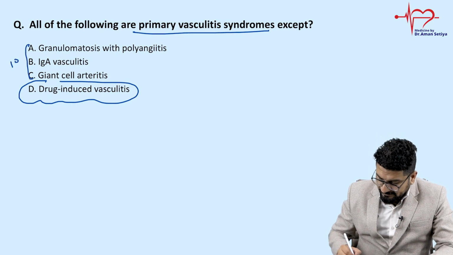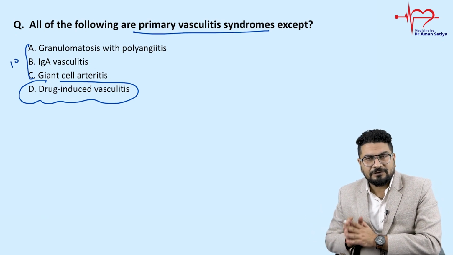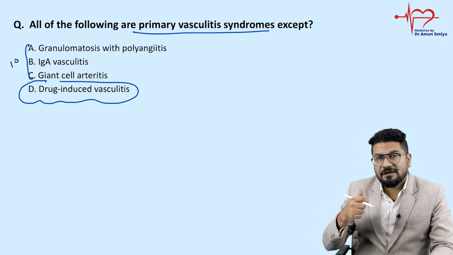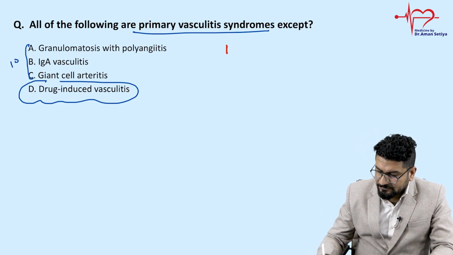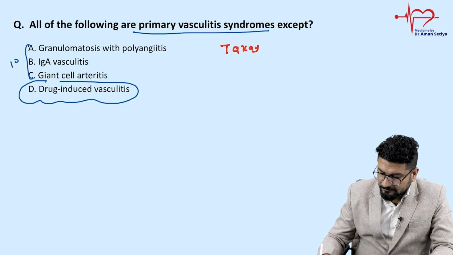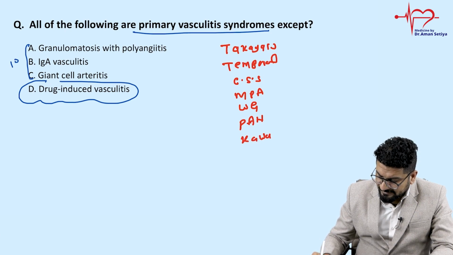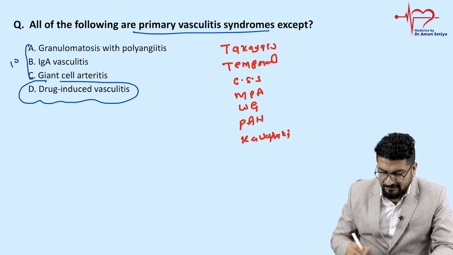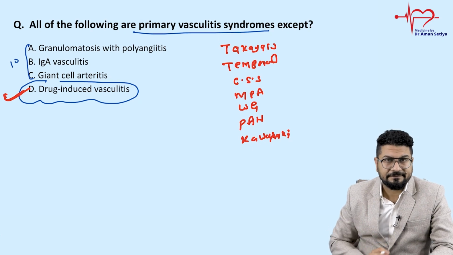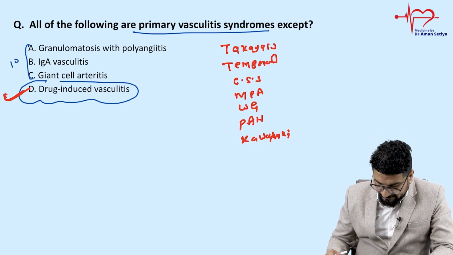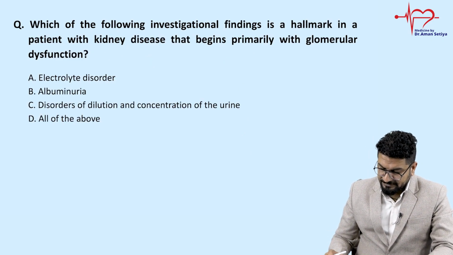What are the others? Remember, whatever we study in this topic of vasculitis, like Takayasu's arteritis, temporal arteritis, then we have Churg-Strauss syndrome, microscopic polyangiitis, granulomatosis, polyarteritis nodosa, Kawasaki. All these are primary vasculitis. Drug-induced vasculitis is always secondary. Is it clear? That's something you have to remember. Okay, coming to the next question.